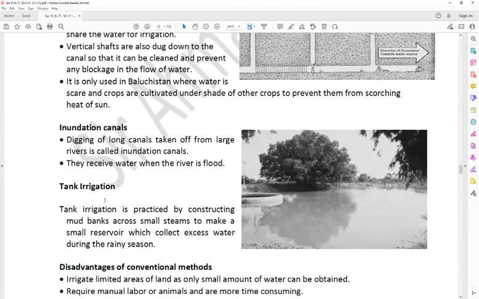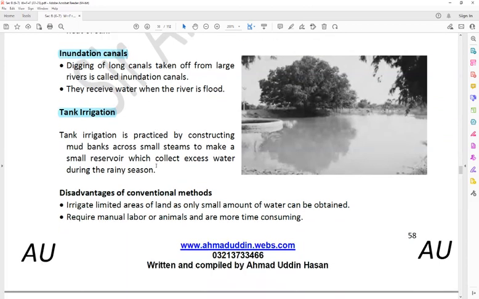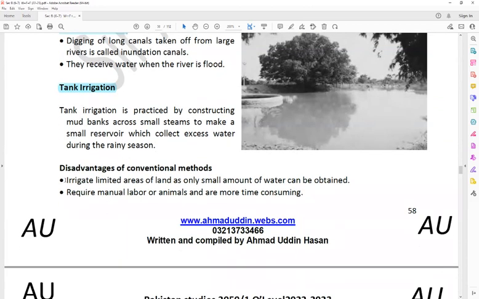So if water is just collected, it is called tank irrigation. If the long canal is taken out from the rivers, it is called inundation canals. But this old system has problems. Only a limited area is irrigated. Much more manual labor or animal power is required. And it is more time consuming.